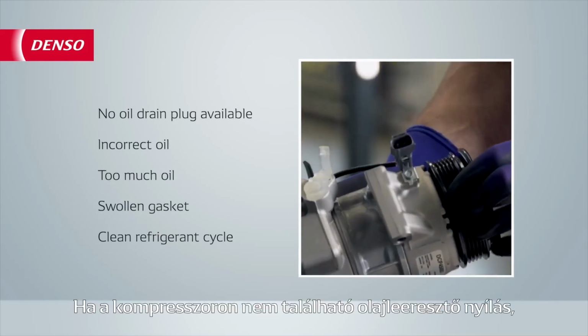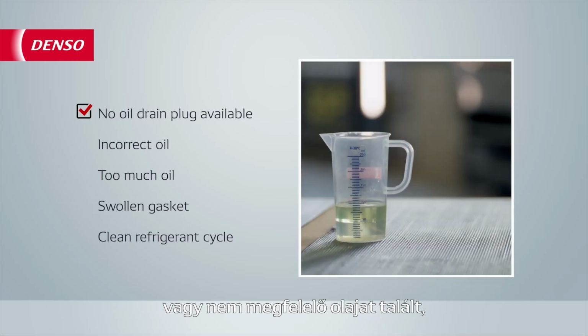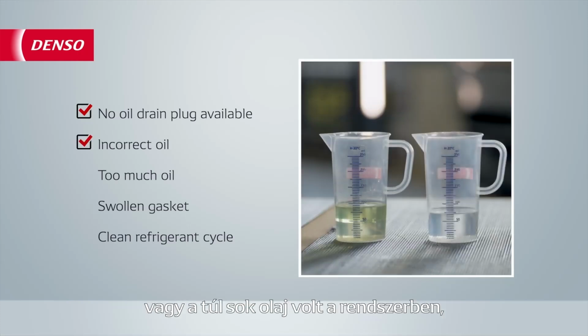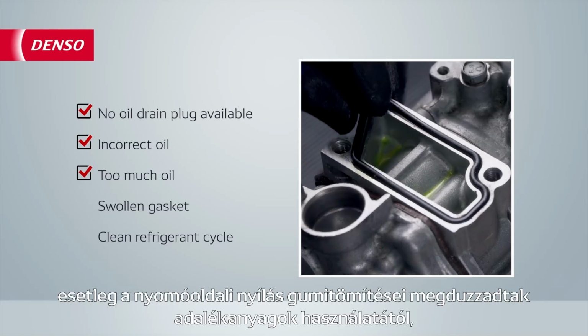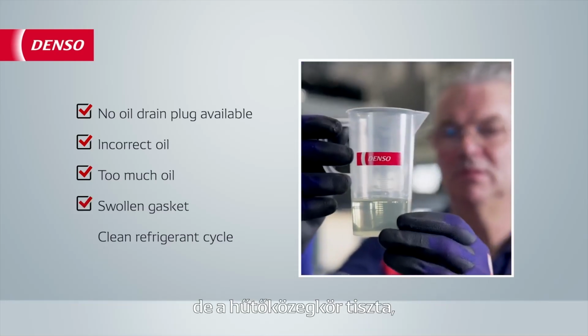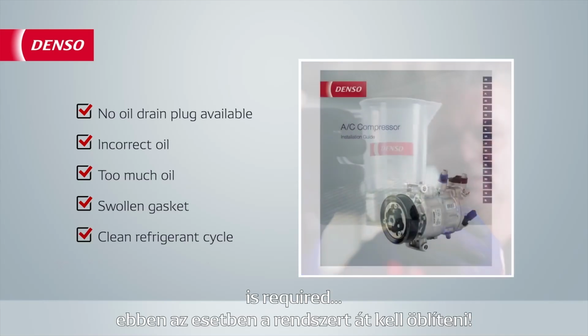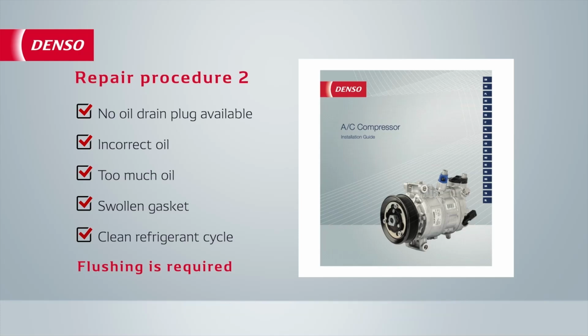When the compressor does not have an oil drain plug, if incorrect oil is found, or the system contains too much oil, if the rubber gasket of the discharge port is swollen due to the use of additives, but the refrigerant cycle is otherwise clean, then flushing with refrigerant is required, and you can continue by following repair procedure 2.